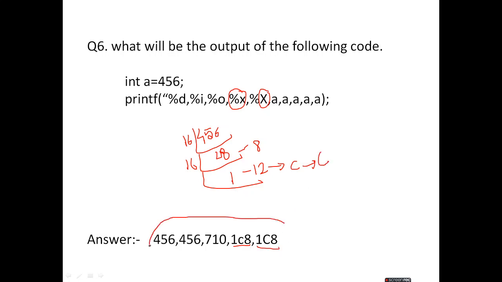So our answer is 456, 456, 710, 1c8 and 1C8.